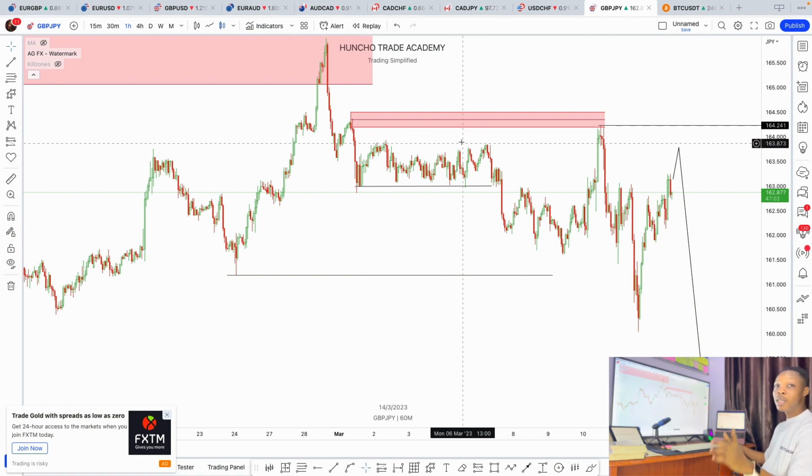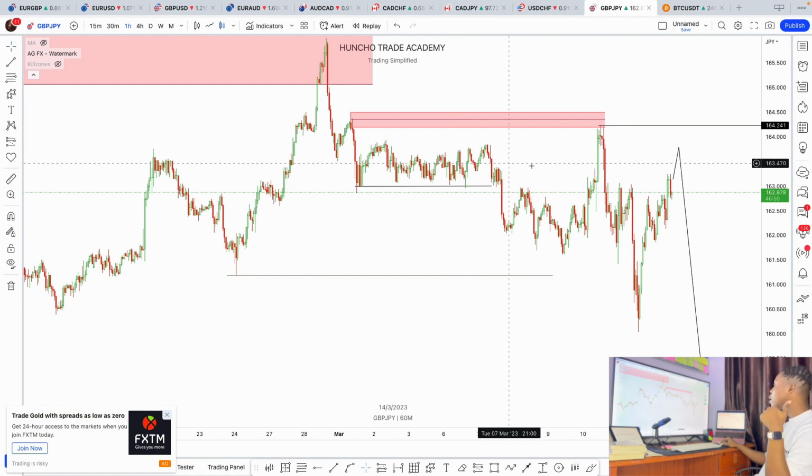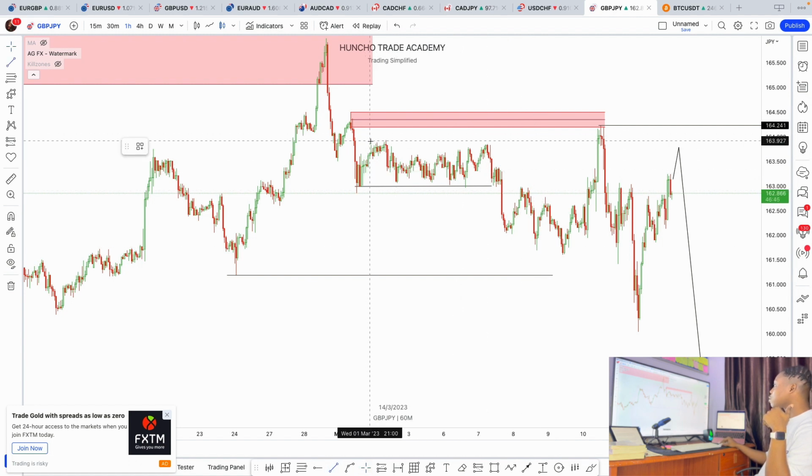So you have to play it with market structure. Market structure is the number one thing you have to understand. So if you don't understand market structure, I'm sorry, you have to go back to the market structure video to watch about it before you can understand all these things clearly, right? So you can see price tapped into this order block, then swept out all this liquidity above this buy side liquidity, right?